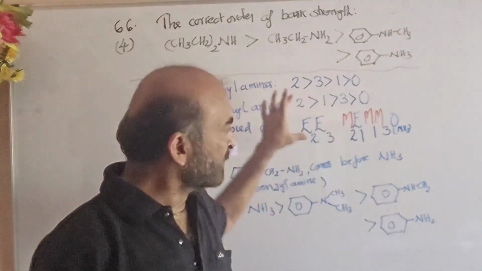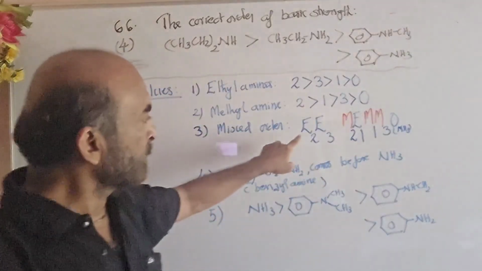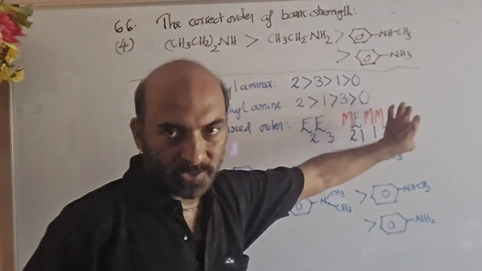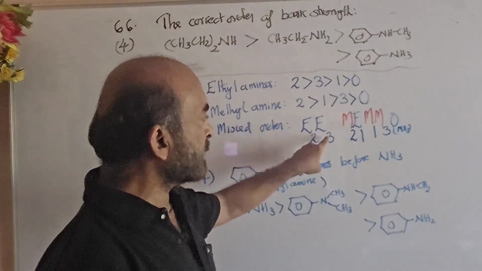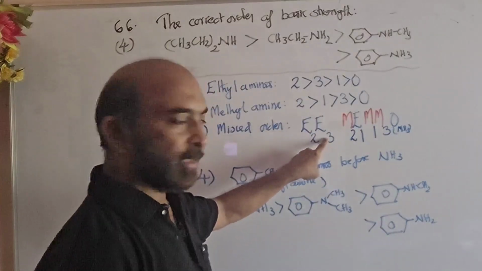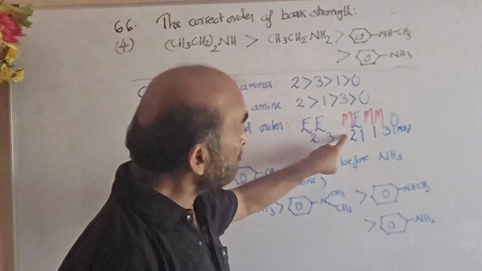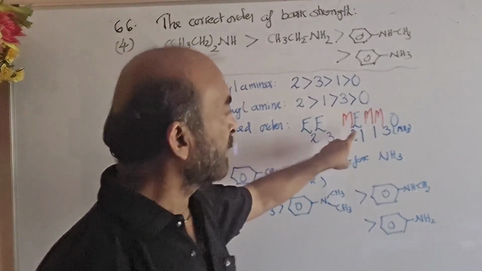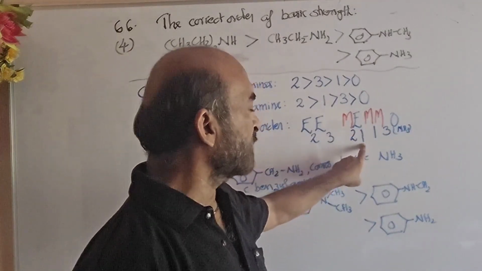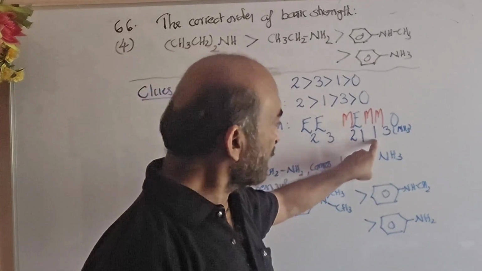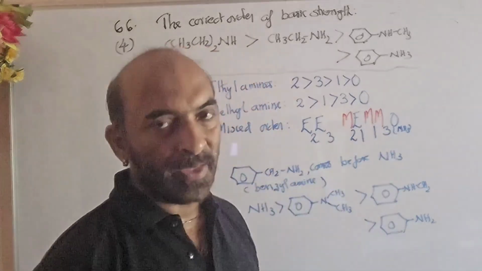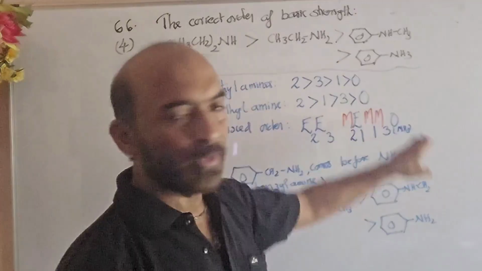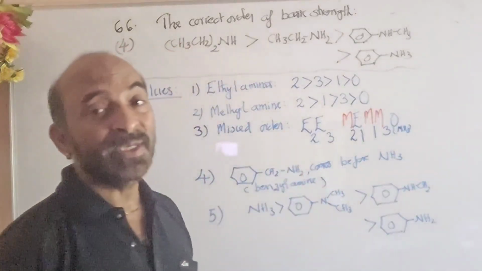What does this presentation mean now? This is the decreasing order of strength. Diethylamine is the strongest. Triethylamine comes next. Dimethylamine comes next. Ethylamine comes next. Methylamine comes still next. And trimethylamine, the last, finally followed by ammonia. So you have the mixed order.